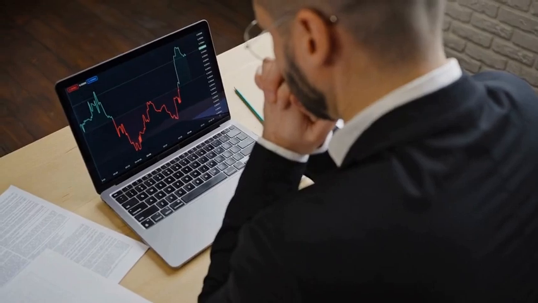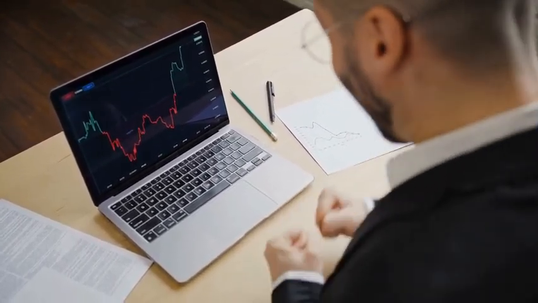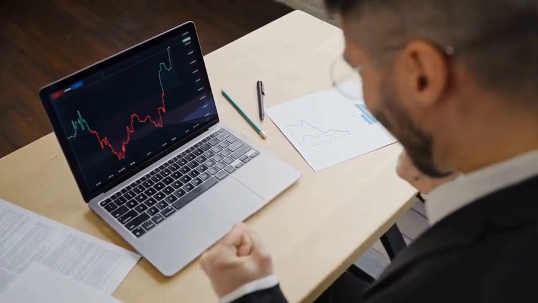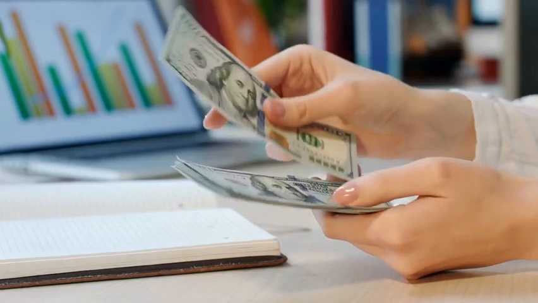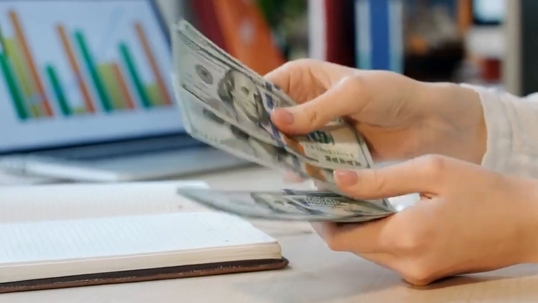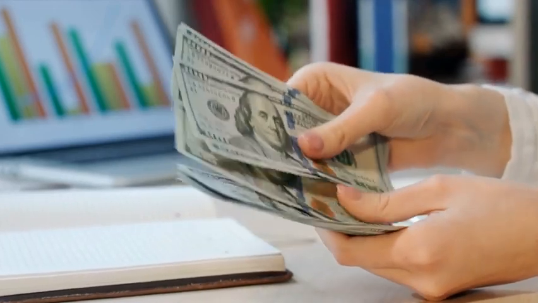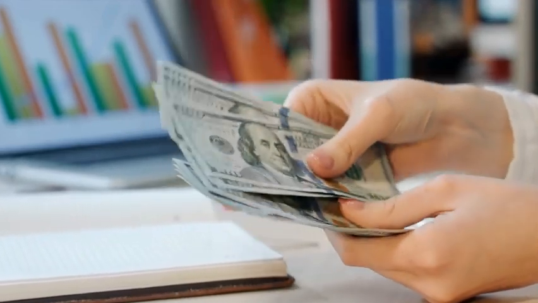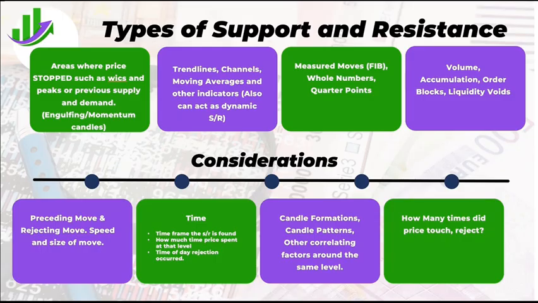Today, we're going to be talking a little bit about support and resistance, supply and demand, or what I call all of these different levels, areas of interest, right? What are they, and how do we find these key levels on a chart to be a more profitable trader, to be a winning trader, to stop being a break-even trader, to get better at our options, our stocks, our crypto wallets, day trading, whatever it is you're doing long-term. The idea is to help you use these areas of interest on a chart to make better decisions in your technical analysis. Now, here's where the fun part starts.